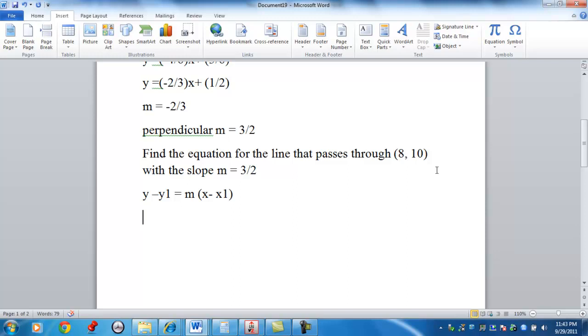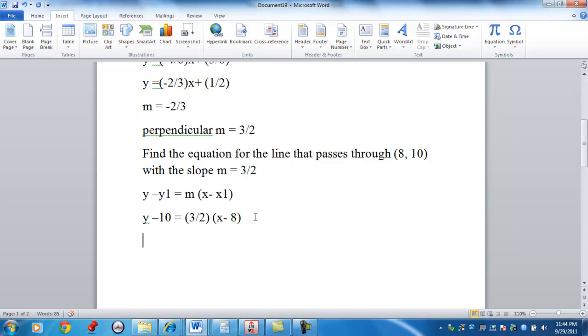So what I could do here is, instead of having y minus y1, we would replace the y with a 10. The slope we're going to put 3/2. And then the x1 value we're just going to put an 8.